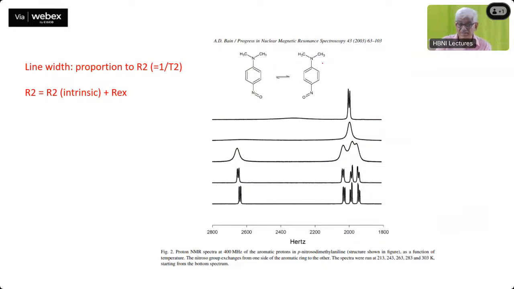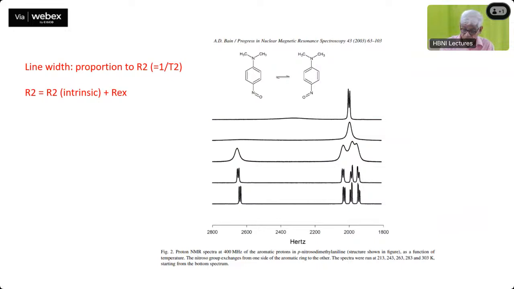So here is the free rotation around this bond. This is restricted rotation here, and free rotation there. The two CH3s are non-equivalent. So which position is seen? As you increase, R2 intrinsic plus R exchange.